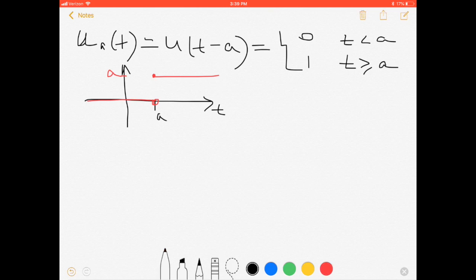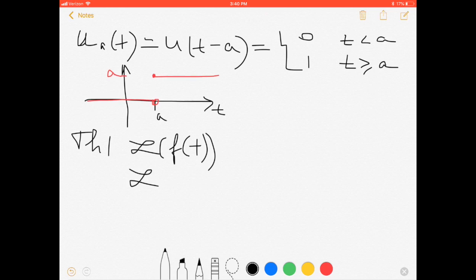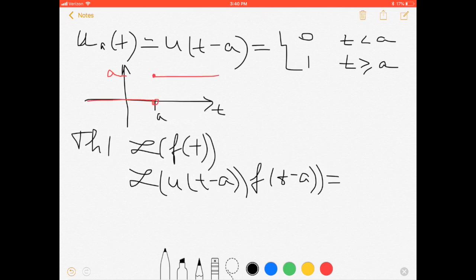And now we're ready for theorem 1, which tells us: if you have a piecewise function f(t) and the Laplace transformation for this function exists, then the Laplace transformation of u(t minus a) f(t minus a) equals the exponential function e to the minus a s times F(s).